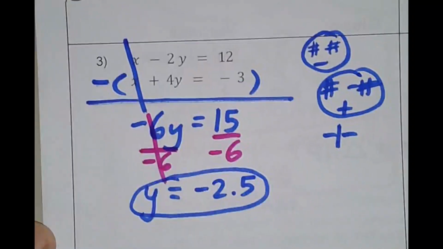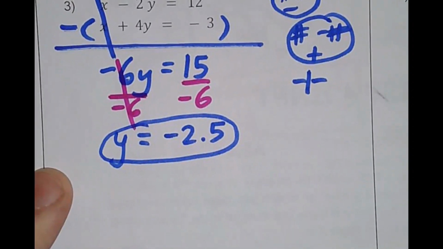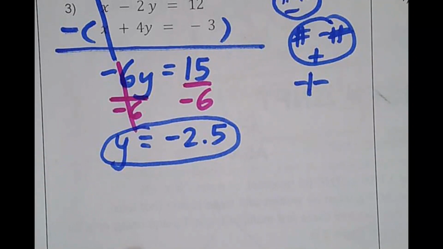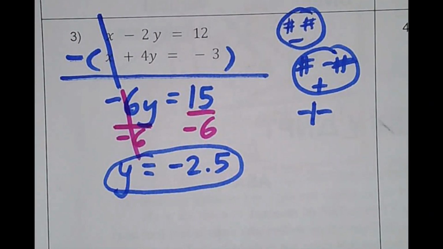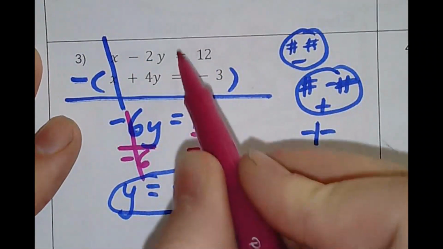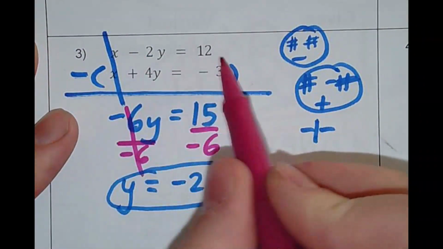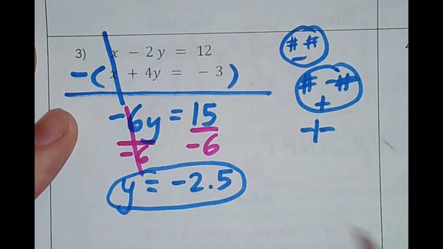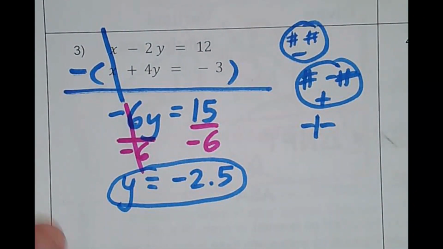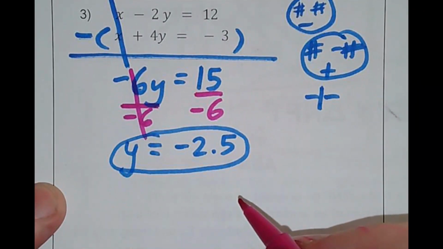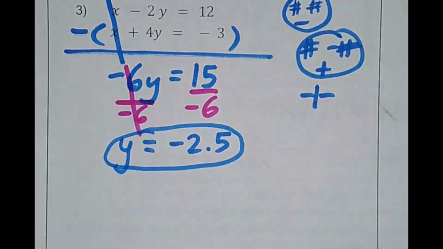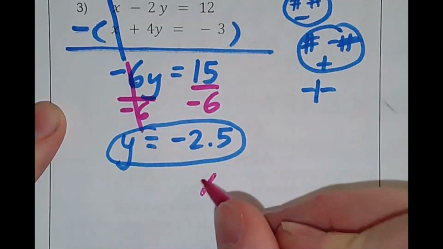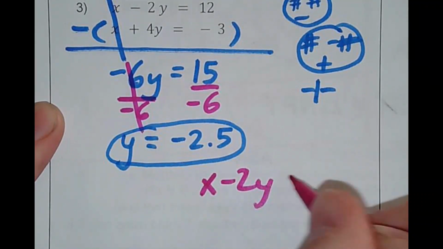Okay? Now after we find our answer for Y, we're going to need to plug it in or substitute it into one of these equations to solve for X. Now you can ask yourself, which of these two equations is easier to solve? The top one or the bottom? They both relatively are about the same. So in this situation, I'm just going to choose the top equation. So we have X, let me use this color here. X minus 2Y equals 12.